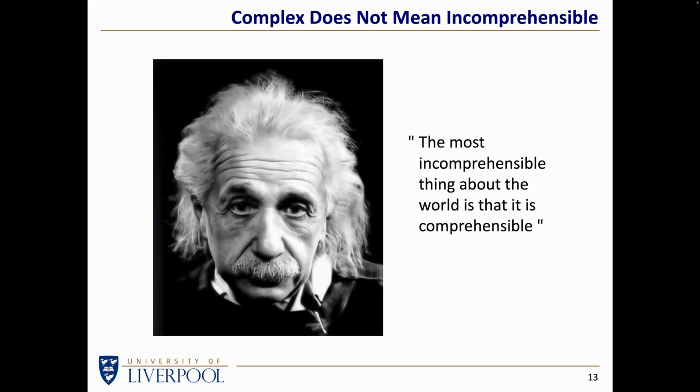Complexity does not mean that something is incomprehensible. One of my favourite quotes from Einstein: the most incomprehensible thing about the world, or the universe if you prefer, is that it is comprehensible. In other words, we live in a very apparently complex system, complicated perhaps, but just because it looks complicated, just because it looks complex, does not mean that we can't understand the laws of physics that have generated it.